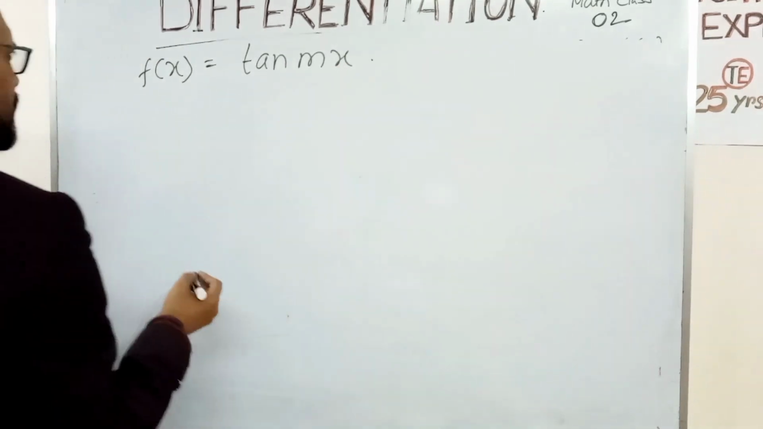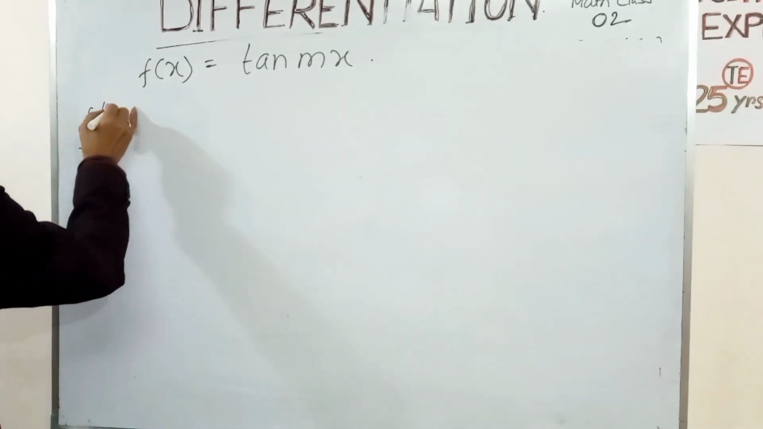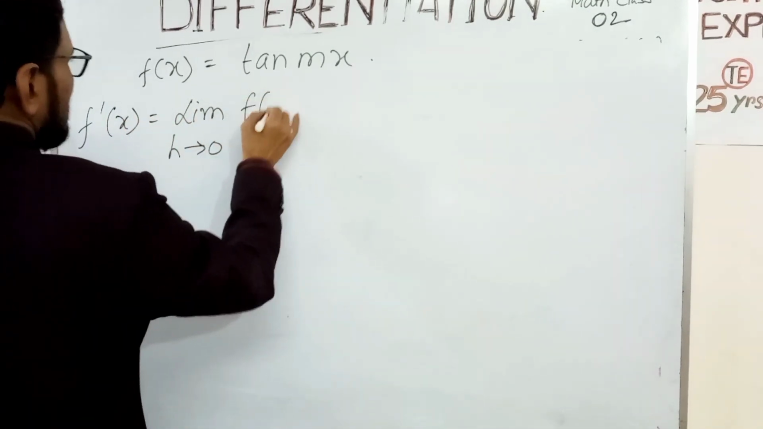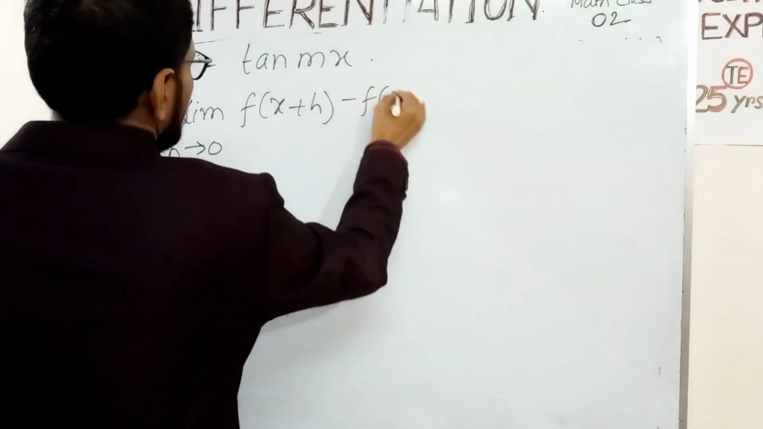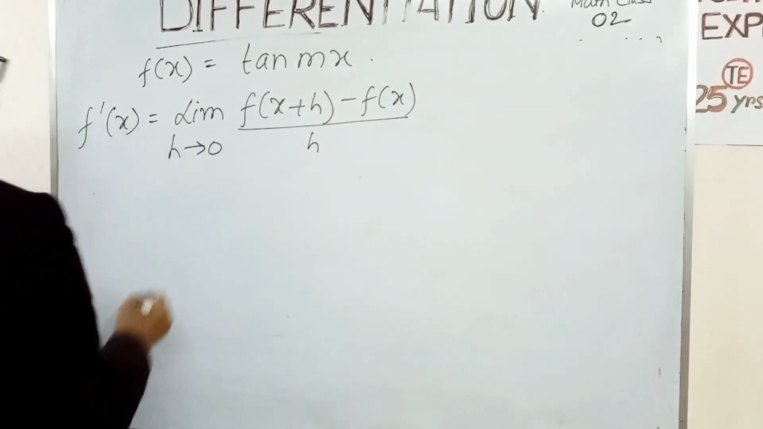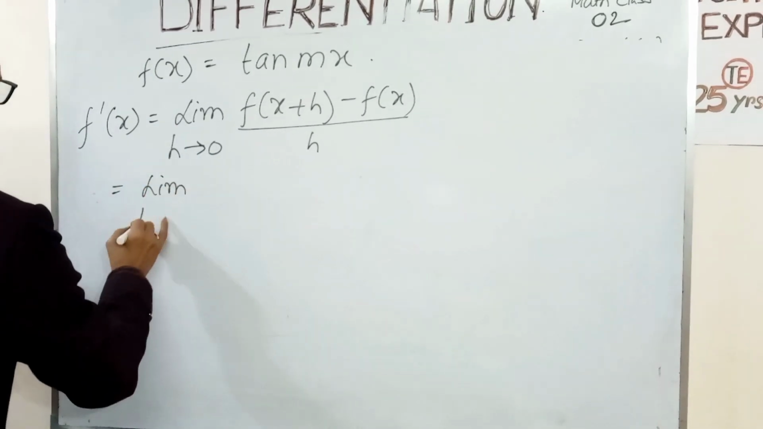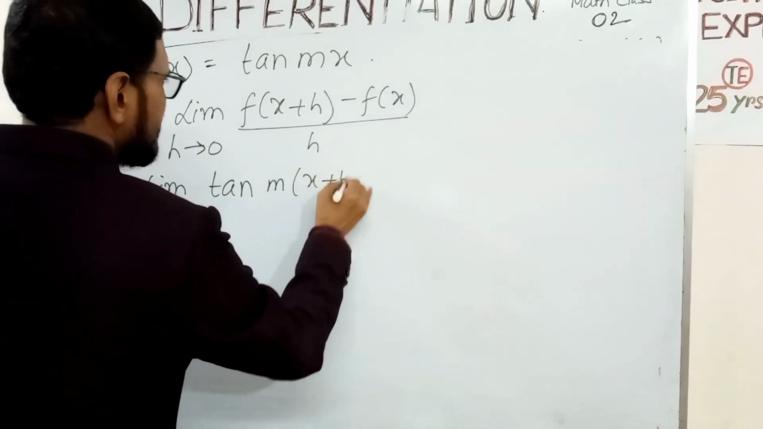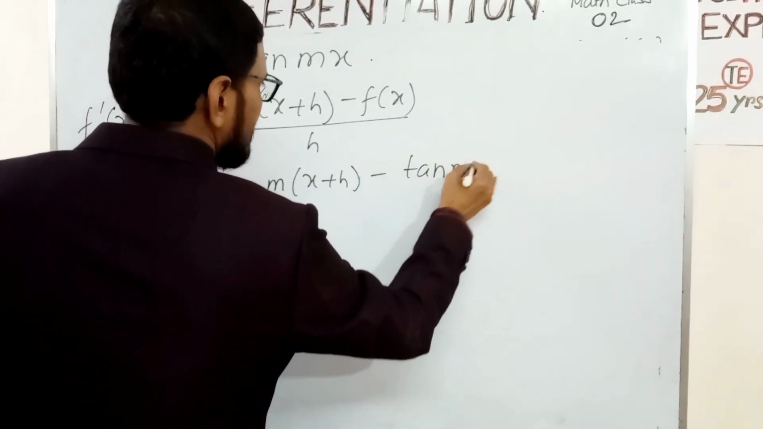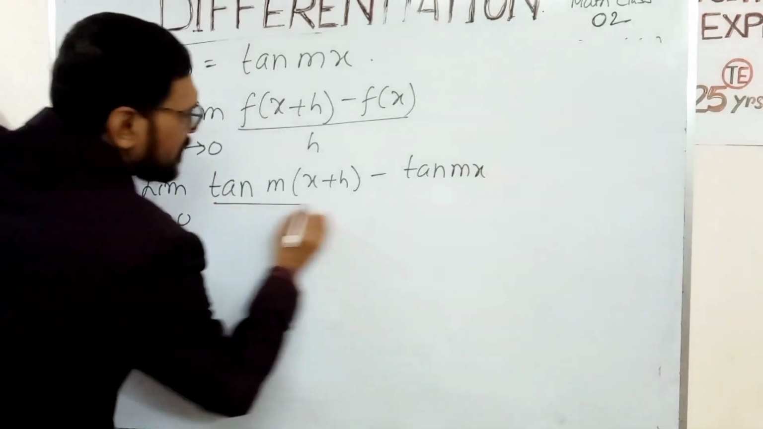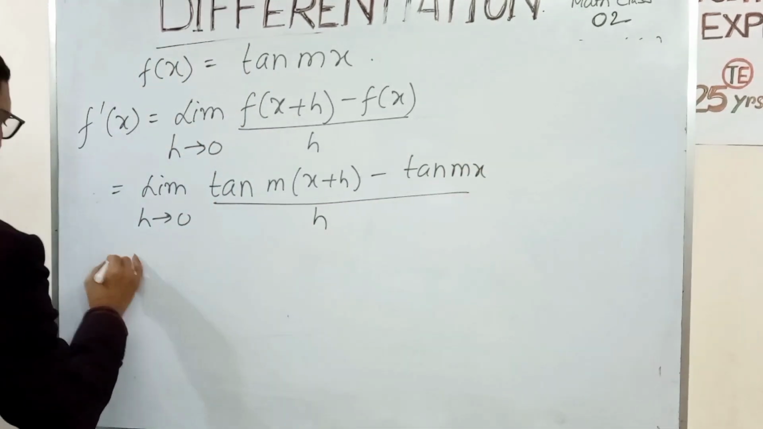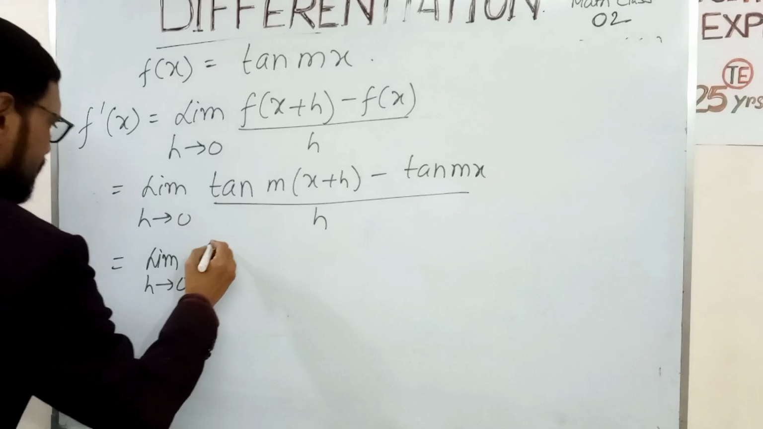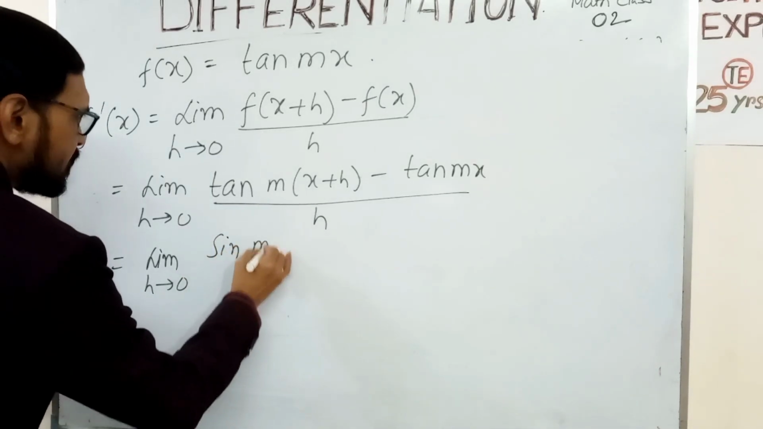Now f x equals tan mx. So f dash x equals limit h tends to 0 of tan m of x plus h minus tan mx by h. So now tan x equals sin x by cos x. Break it into sin and cos.